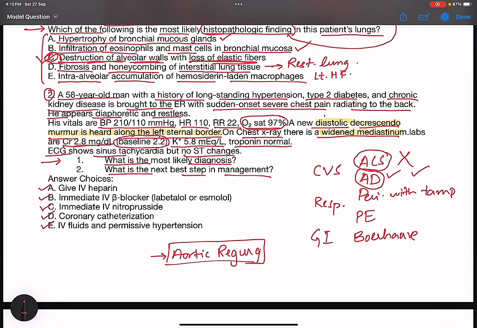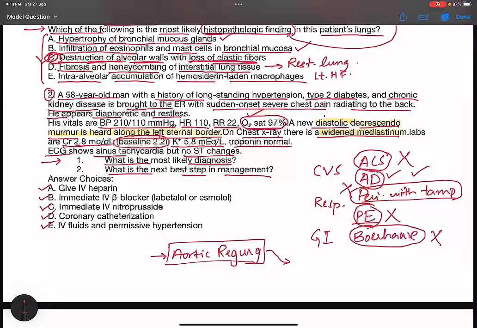When aortic dissection extends into the root of the aorta, it causes a new murmur to appear. This again correlates with aortic dissection. A pericarditis with tamponade would have typical symptoms which are not present in this patient. A pulmonary embolism would have dyspnea and hypoxia, but this patient has a normal oxygen saturation, so this again is incorrect. And for Boerhaave syndrome, this patient would have a history of violent retching or vomiting, which is again not present in this patient. So we have a diagnosis of aortic dissection.